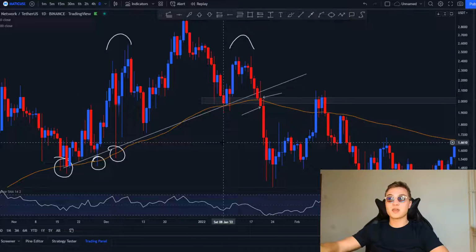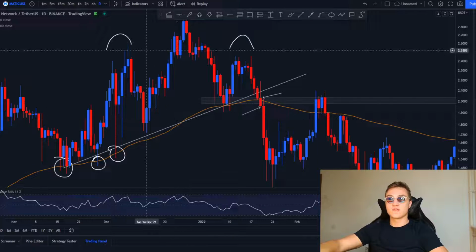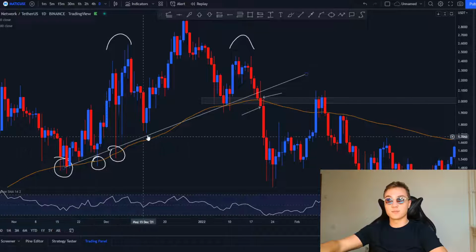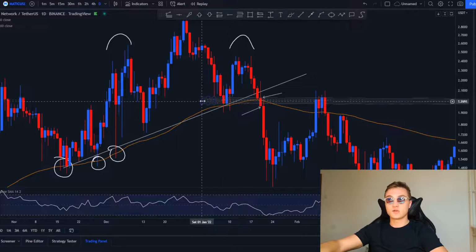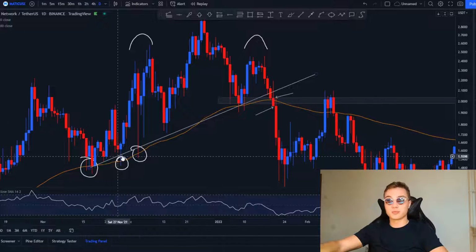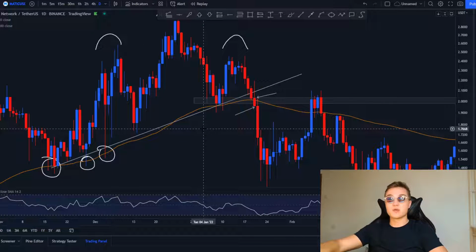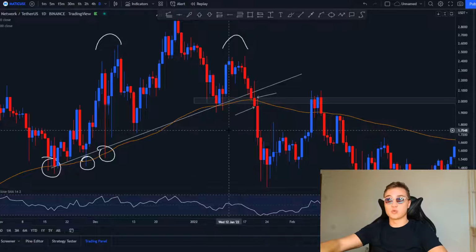So as you can see right now, we have multiple confirmations. First of all, the head and shoulders. Second of all, a break of the SMA 50. Third of all, a break of support. And fourth, a break of the head and shoulders neckline. And we have 4 confirmations that lead towards more downside.